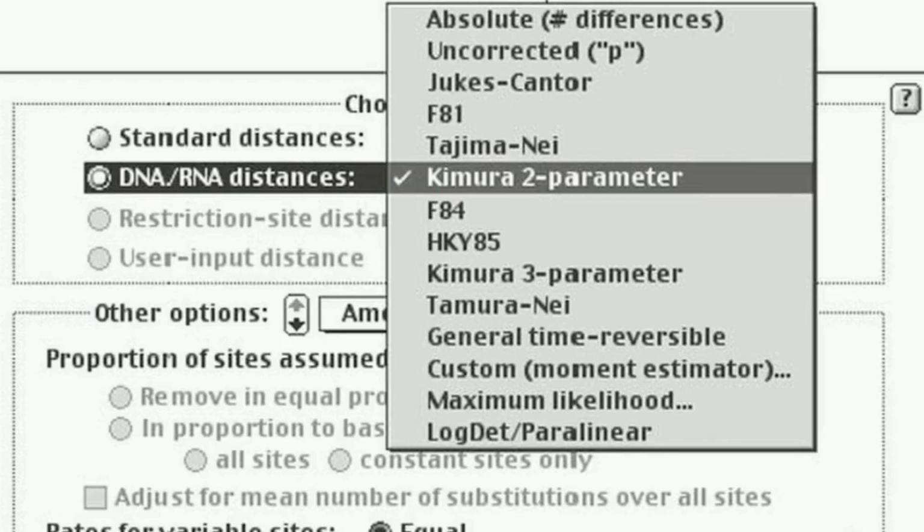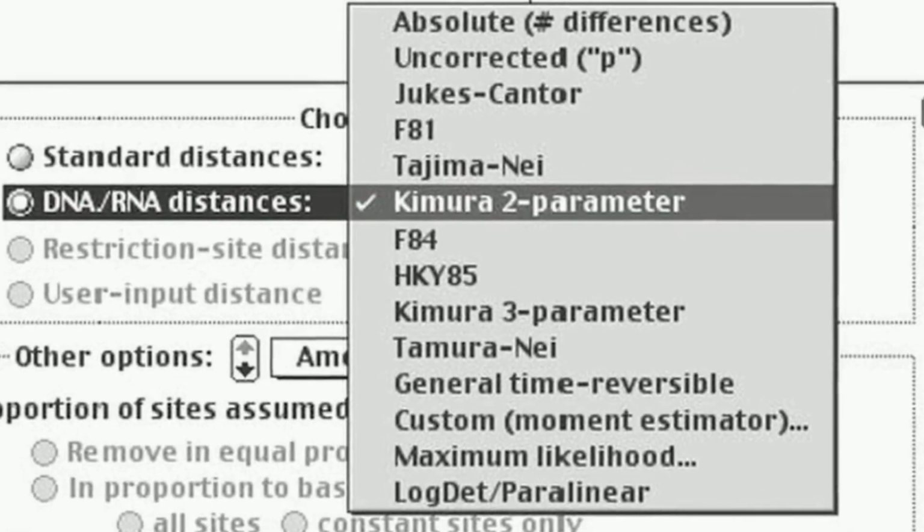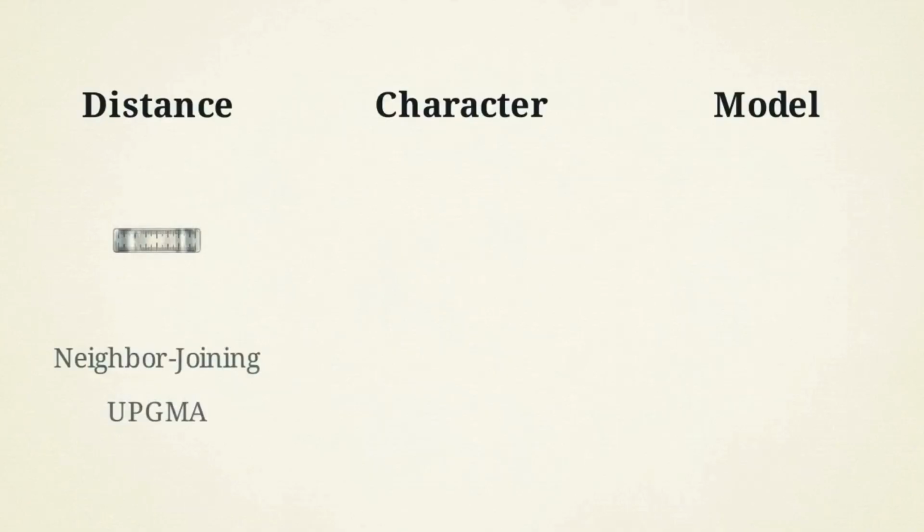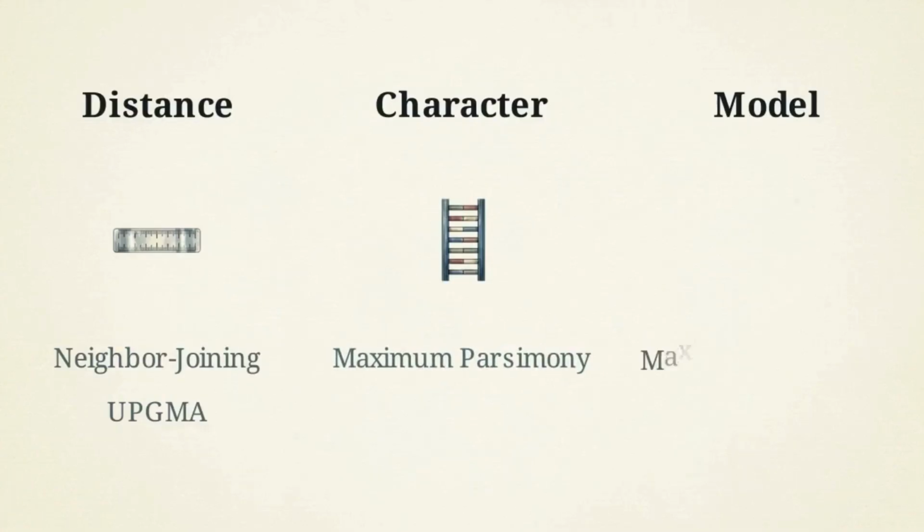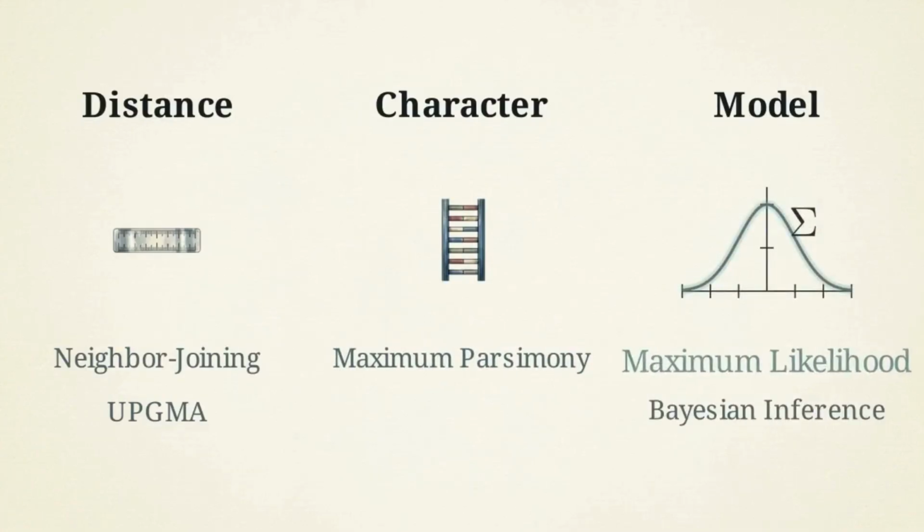Step 3 is choosing an evolutionary model to calculate the genetic distances between your aligned sequences. This software menu shows the selection of the Kimura 2-parameter model for measuring DNA and RNA distances. To keep the math manageable, you can group these algorithms into 3 main buckets: distance-based methods like neighbor joining, character-based methods like parsimony, and model-based methods like maximum likelihood and Bayesian inference.